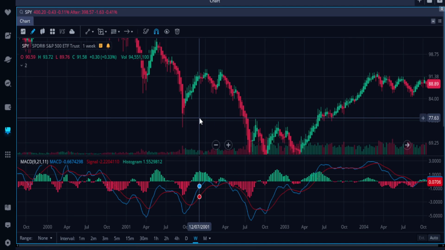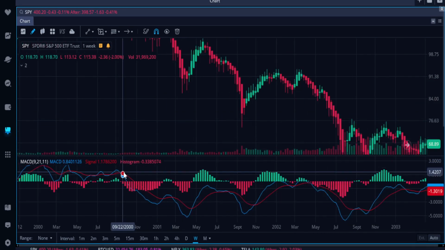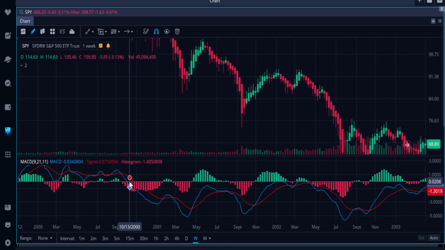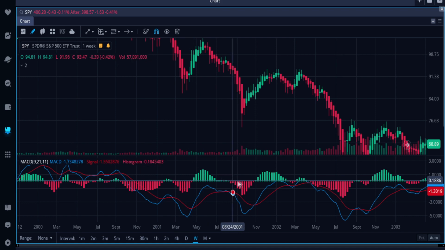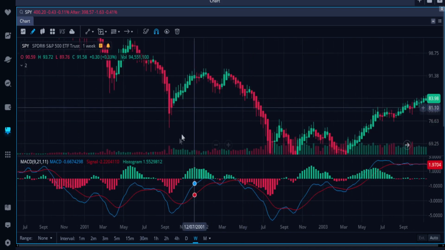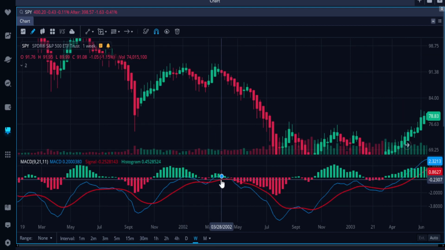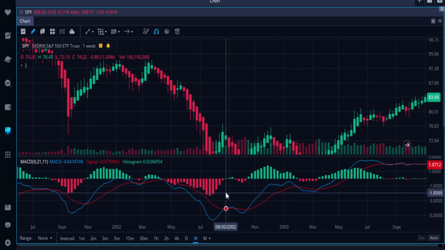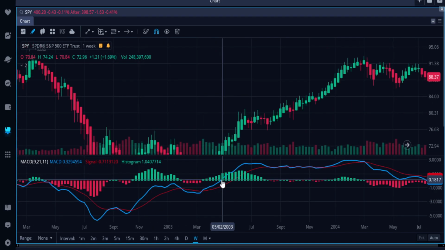So I went back as far as the 2000 crash that we had. You see here in the fall of 2000, we had the buyer and the seller line break below the 0 point histogram, and it maintained below the 0 point histogram for a couple years. It tried to break above in early 2002, but it got rejected once, twice, and it stayed below the 0 point histogram until May 2003.